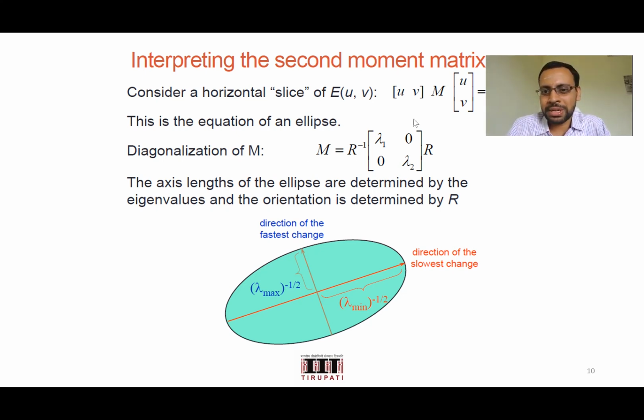Those values are given by this R inverse and R. Nevertheless, whatever lambda 1 and lambda 2 you get, out of them you take the minimum value and 1 by square root of that, and of course you do the same for the other one also. Then 1 by square root of lambda min would give you this, and 1 by square root of lambda max would give you half of this value. In other words, this would give you the direction of the slowest change in the ellipse.